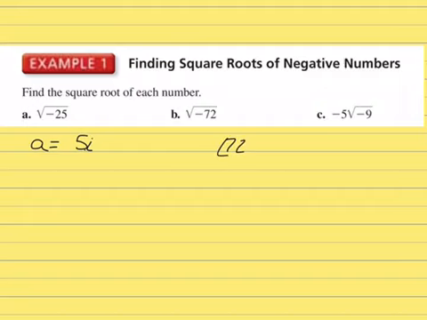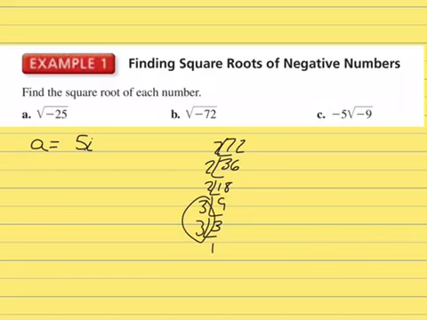So if I ladder out 72, I'm going to divide by 2 and get 36. Divide by 2 again, and I'm going to get 18. Continue dividing by 2, I get 9. 3, 3, 3, and 1. So we're going to take anything out that we can. So 3 times 2 is 6. The i comes out as well. We leave the square root of 2 underneath. So we're going to say 6i square root 2.